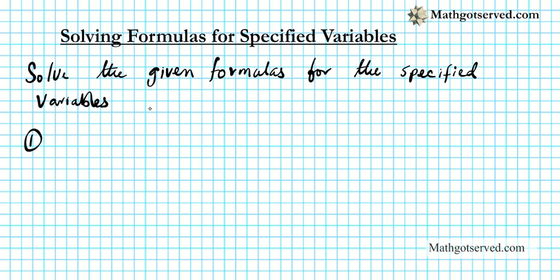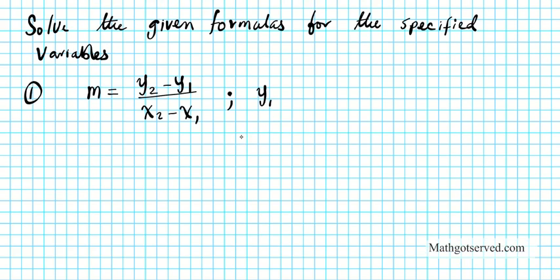So let's say we have m equals y2 minus y1 over x2 minus x1. And the indicated variable that we are supposed to solve for here is y1. Okay? All right, so the goal here is we're going to isolate y1. So basically we need everything else moved to the other side and we need y1 alone. All right, so we have m equals y2 minus y1 divided by x2 minus x1.